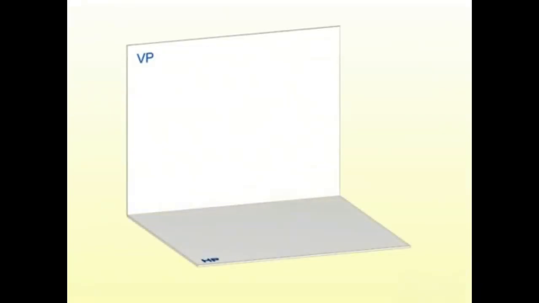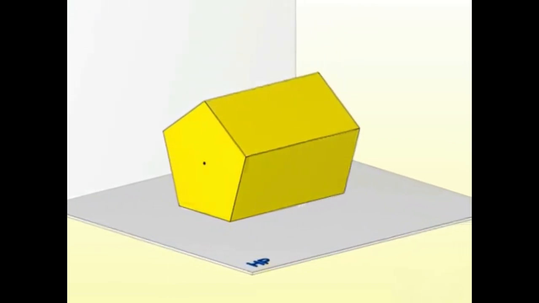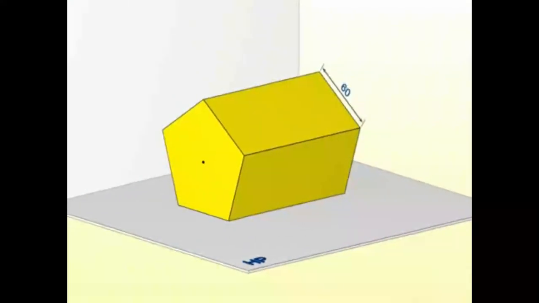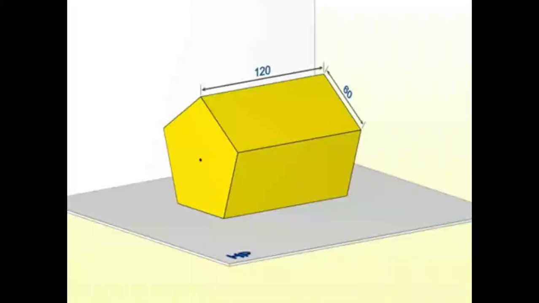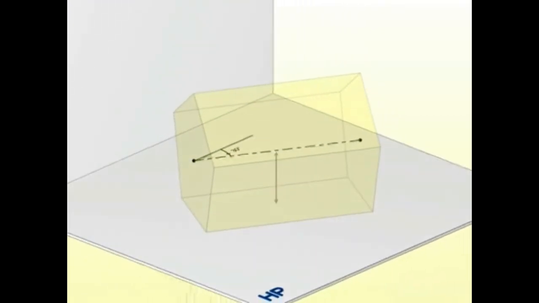Let's crack another construction problem. A regular pentagonal prism of side 60 mm and length 120 mm is resting on HP with its axis inclined at 30 degrees to VP and parallel to HP.